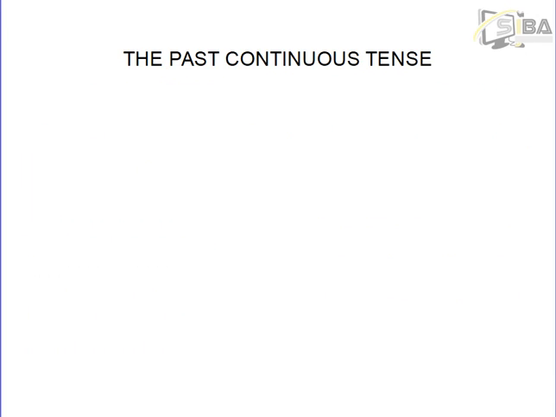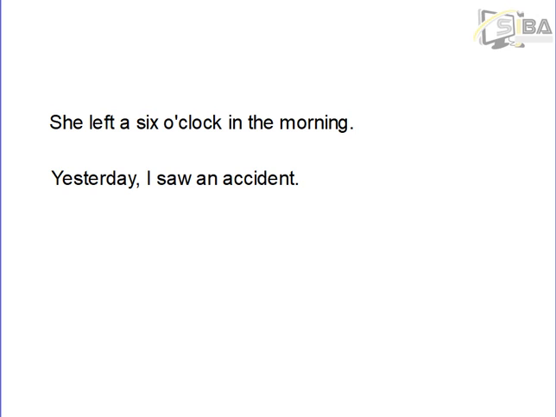Now we're going to look at the past continuous tense. But before that, we are going to just remind ourselves what the simple past tense is. Look at these two sentences. She left at 6 o'clock in the morning. Yesterday, I saw an accident.